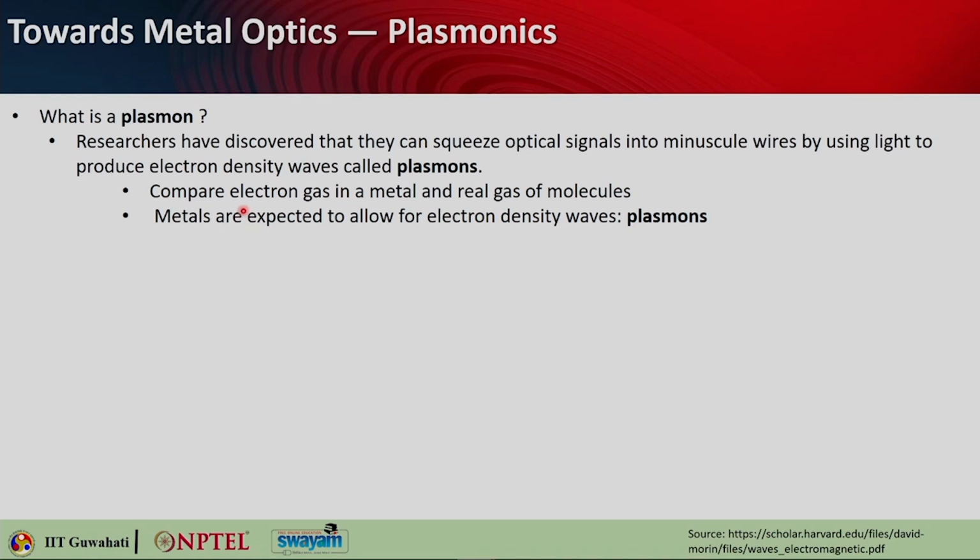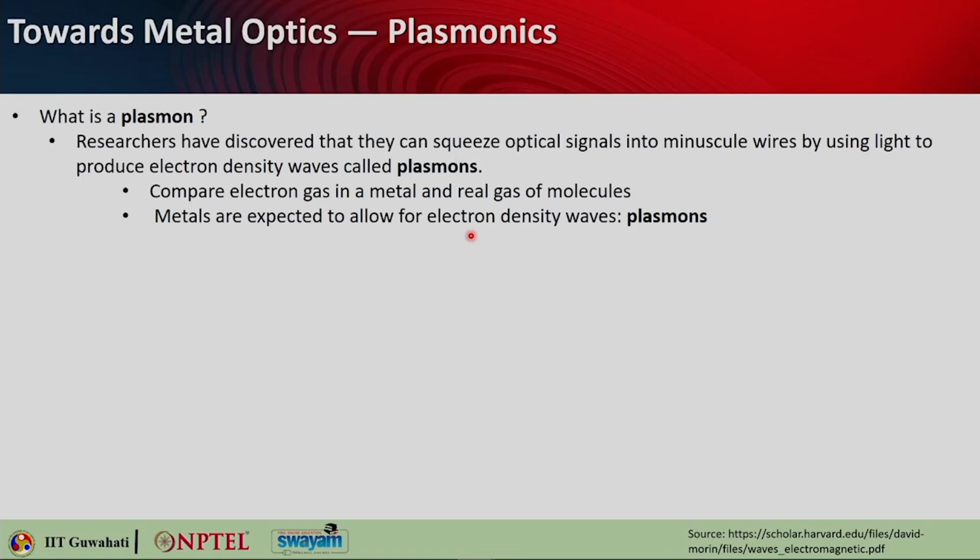You can compare the electron gas in a metal to a real gas of molecules, and metals are expected to allow for these electron density waves, which are called plasmons. A simple analogy is that these are like sound waves.